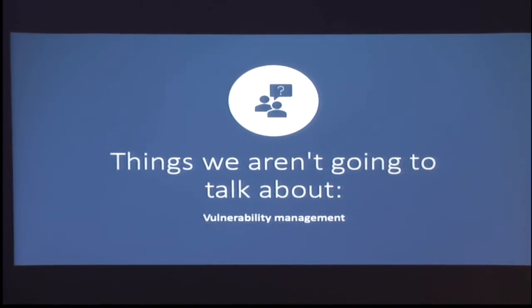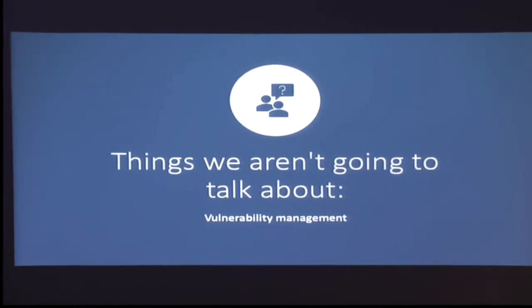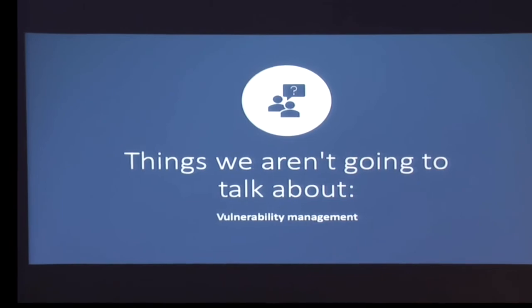I want to sidebar this before we get too far in. Vulnerability management and third-party libraries used by various developers are very much a big thing. You need to pay attention to them. They need to be patched. You should do some sort of assessment over libraries that you're pulling in and linking in. I just don't have the time to dive into that. That is a whole separate talk. So I'm aware of it. It's a thing. We're not going to really address it in this talk.